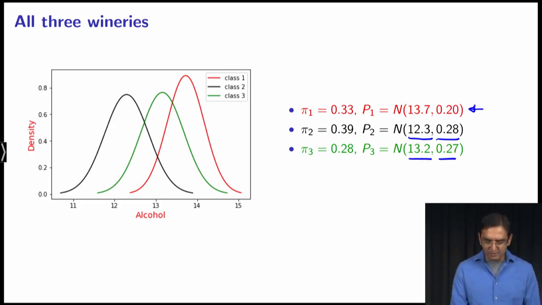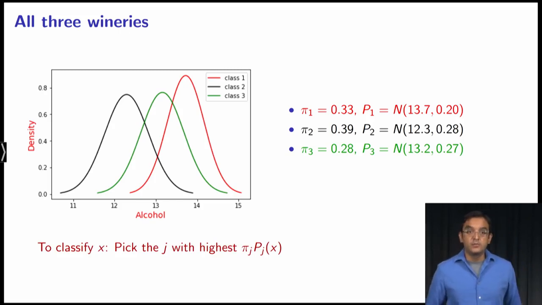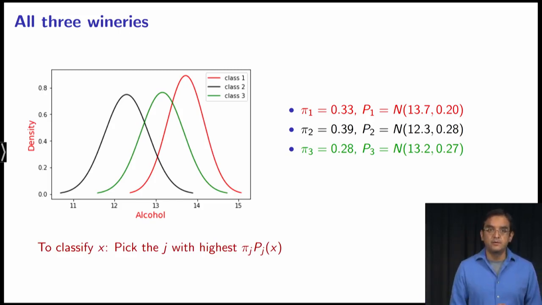Given all this information, given the pi's and this P1, P2, P3, how do we classify a new bottle of wine? We get a new bottle of wine, we measure its alcohol level x. And then we pick the answer j, 1, 2, or 3, for which pi j times Pj of x is the highest. For example, let's say that our new bottle of wine has an alcohol level of 15. So it's over here. Which one are we going to pick? Well, the black and green ones, that's wineries 2 and 3, have almost zero density at that point. So we're going to pick the red one, winery number 1.